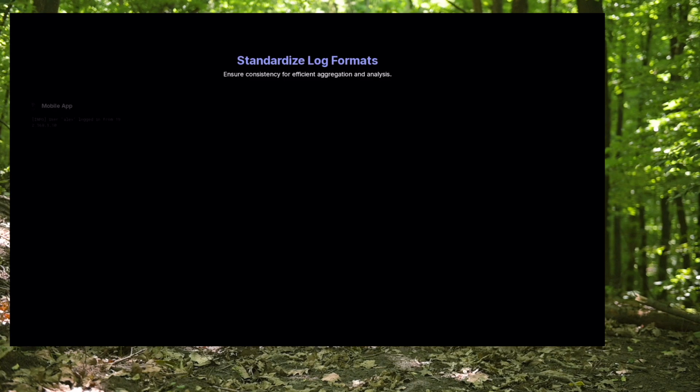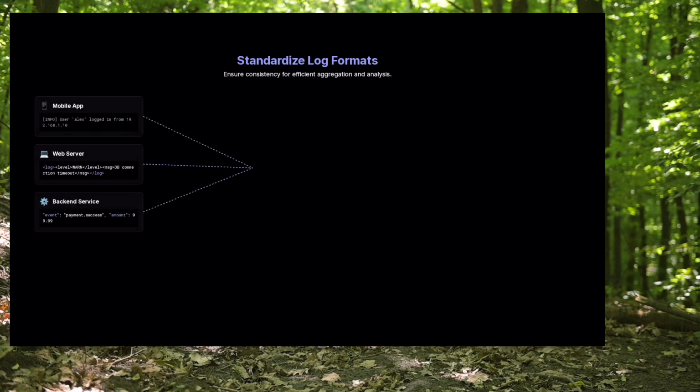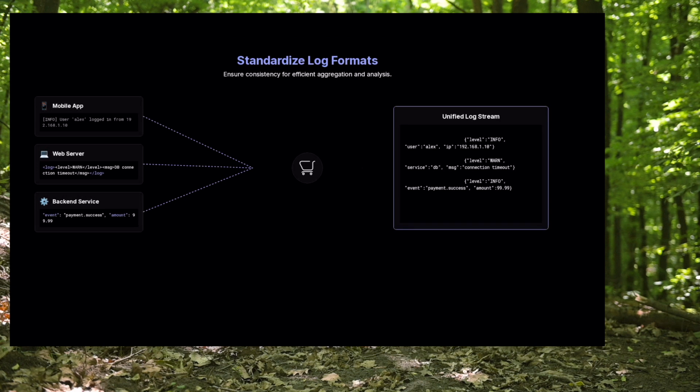For logging, standardize your log formats across all applications to ensure consistency and ease of parsing by automated tools and human operators. Consistent formats are vital for efficient log aggregation and analysis across a distributed system.